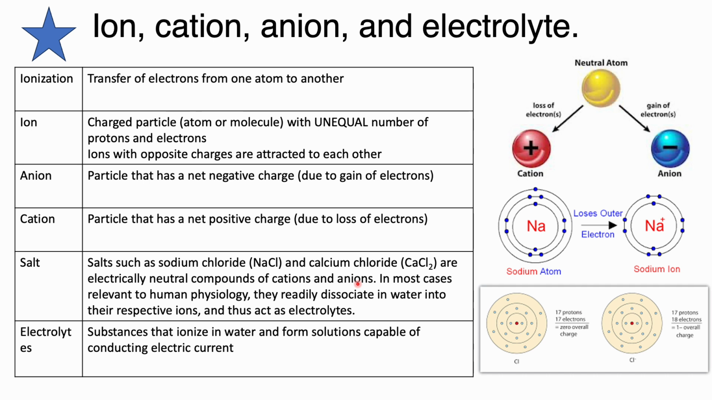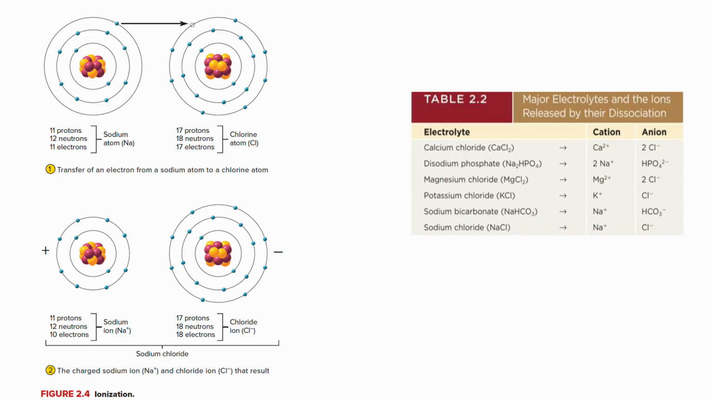In most cases, when it comes to human physiology, salts easily dissociate in water to give us electrolytes. So if you put sodium chloride in water, it will give you sodium and chloride. Electrolytes are substances that ionize in water and form solutions capable of conducting electric currents because they have positive and negative charges. So here we have an example: sodium. It has one valence electron here.